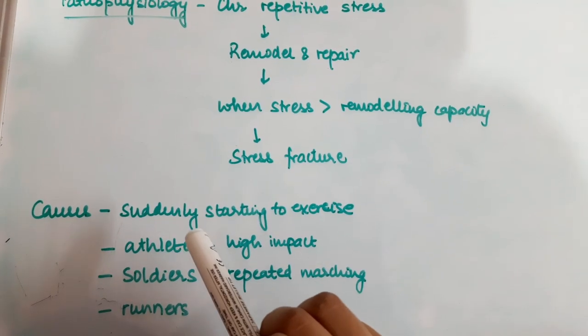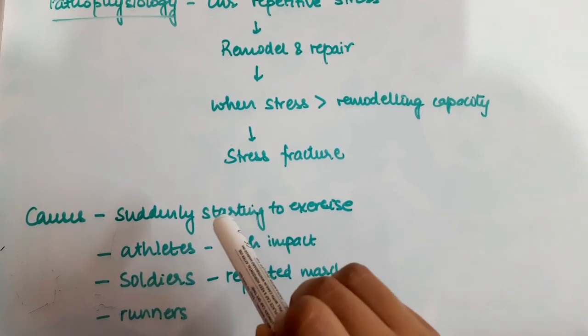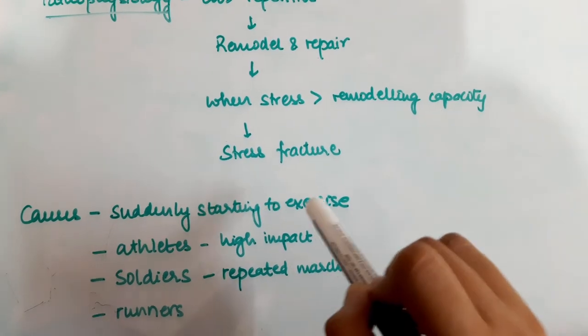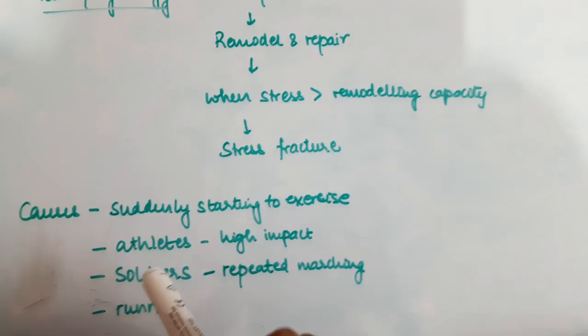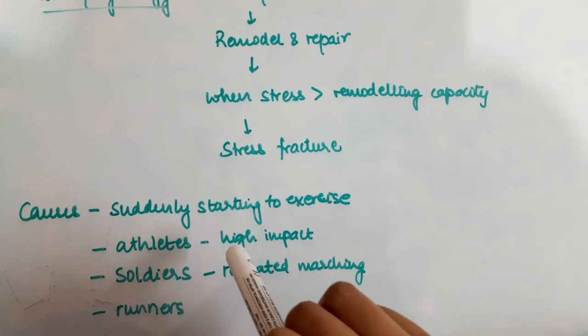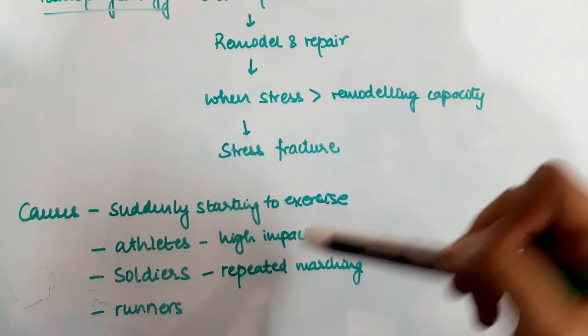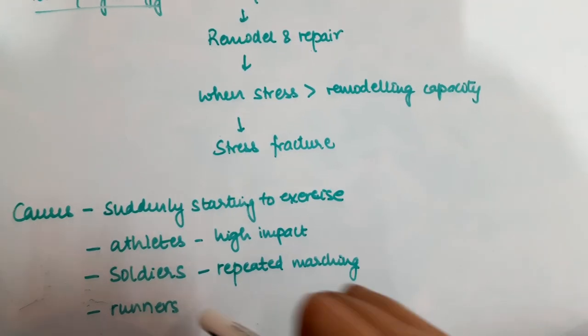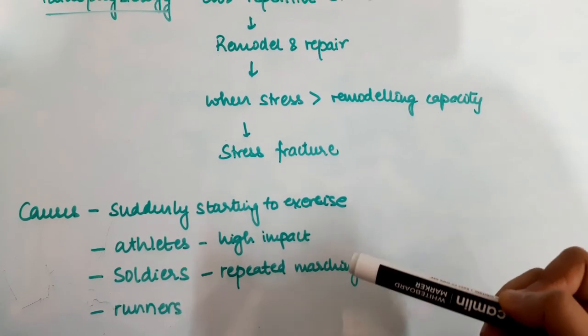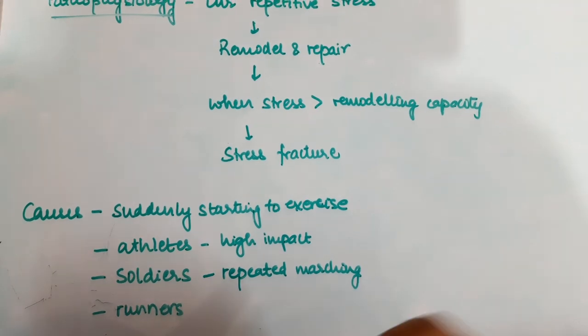Causes of a stress fracture include when a sedentary person suddenly starts to exercise, or it is also seen in athletes who do high impact exercises for long periods of time. It is seen in soldiers because they have to march repeatedly, and it is also seen in runners.